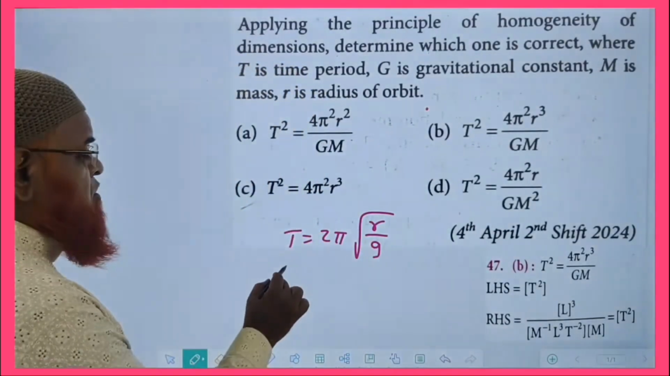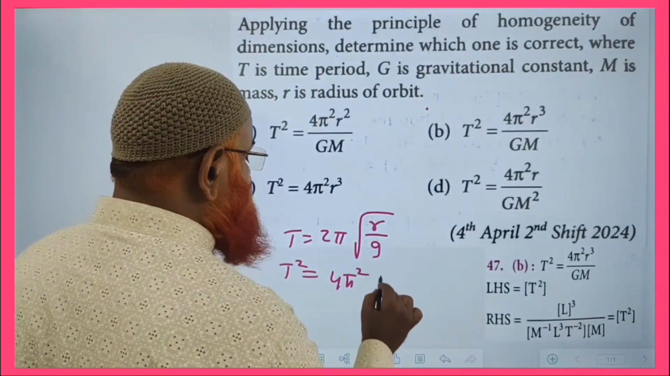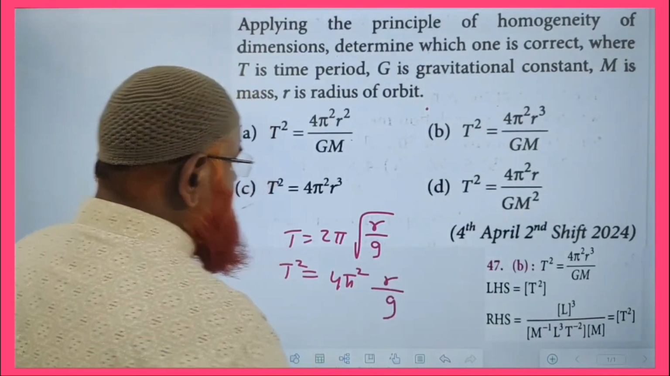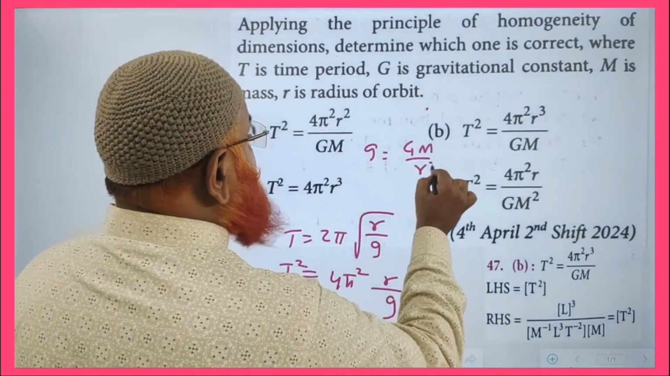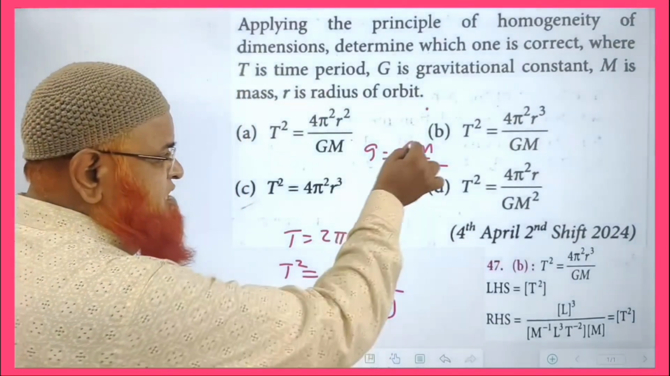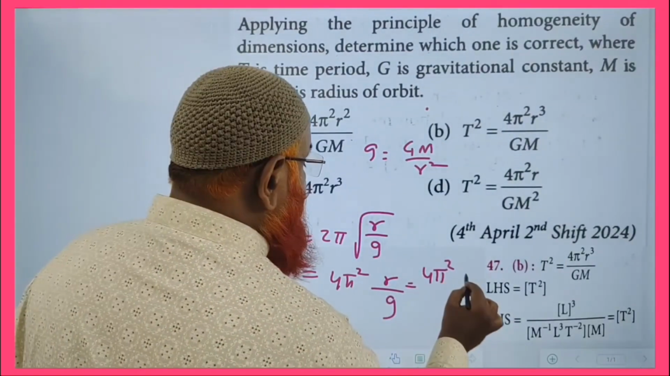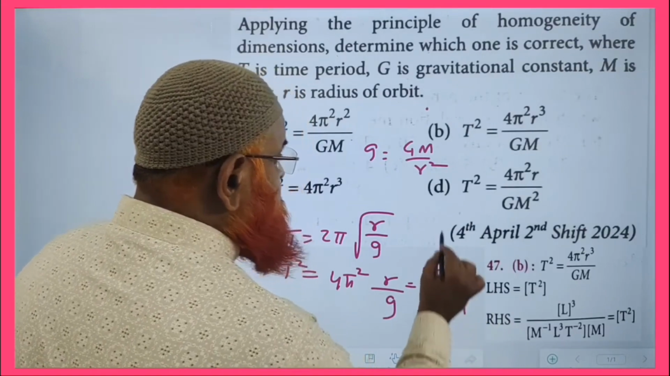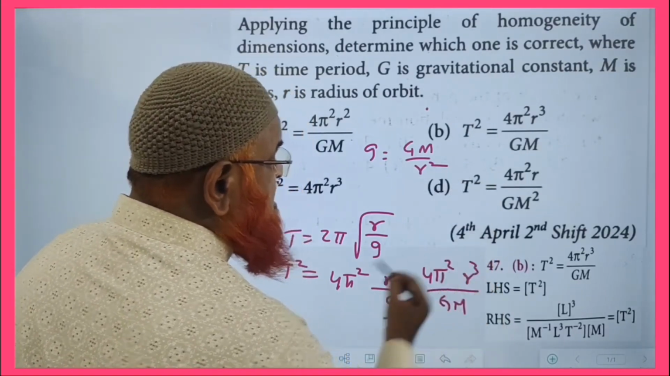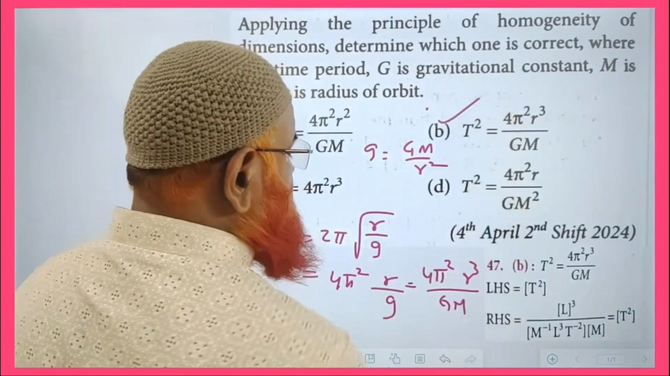So squaring on both sides, you will get T square is equal to 4 pi square r by g. And you all know g is nothing but GM by r square. That's it. You can just substitute here. You'll get 4 pi square r by g. G means GM by r square. R square comes to the numerator, becomes r cube. That's it. Your answer is ready. I think option B is going to be the correct answer.